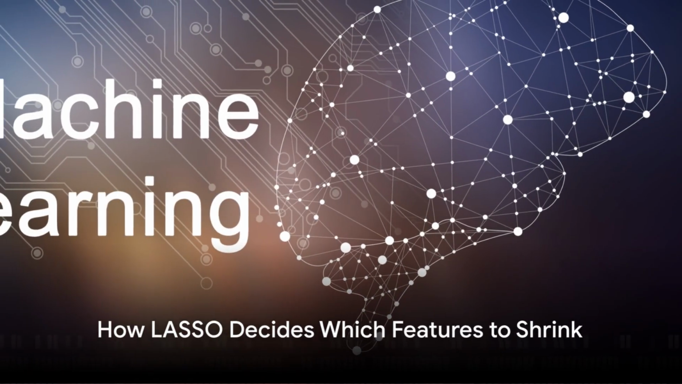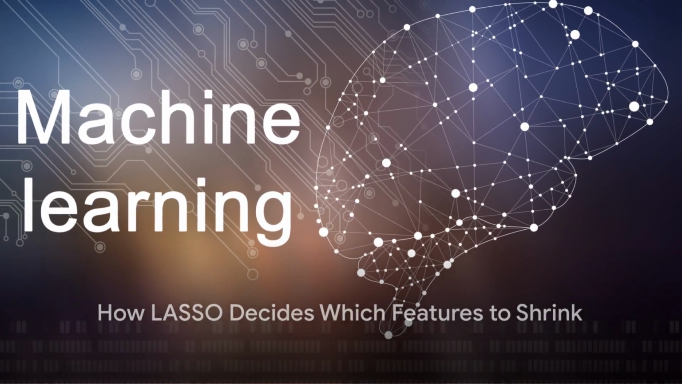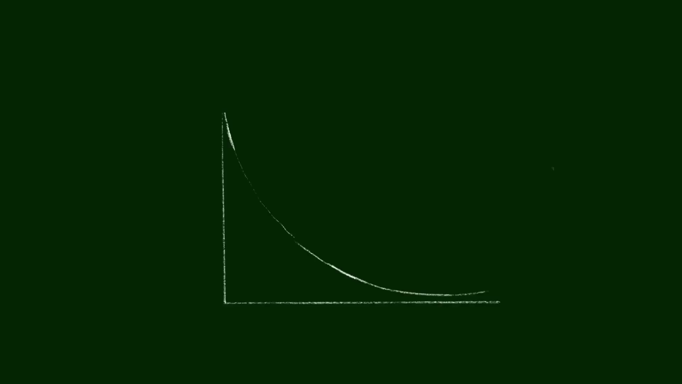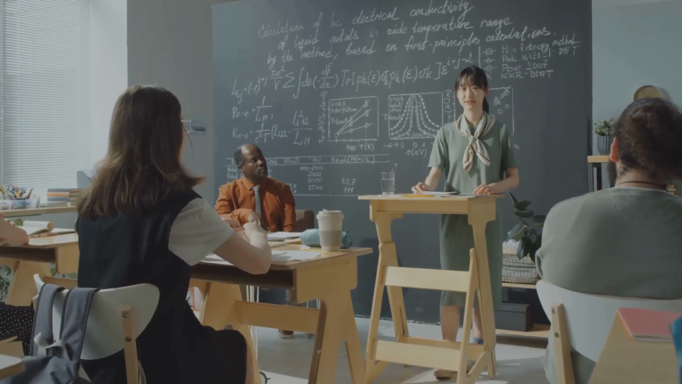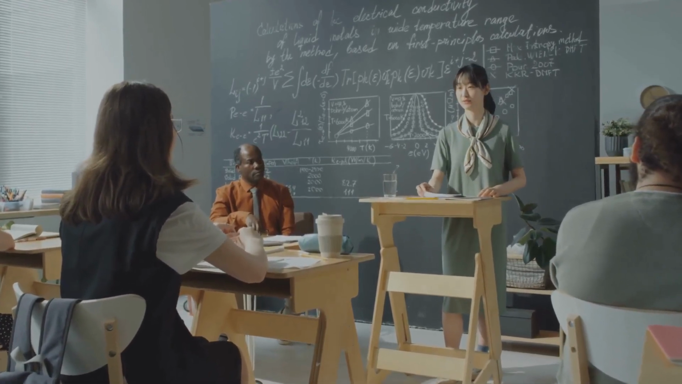But how does Lasso decide which features to shrink to 0? This is where the least absolute part comes in. Lasso minimizes the absolute value of the coefficients, thereby favoring smaller ones. This means that features with larger coefficients, which are often less important, get shrunk to 0.